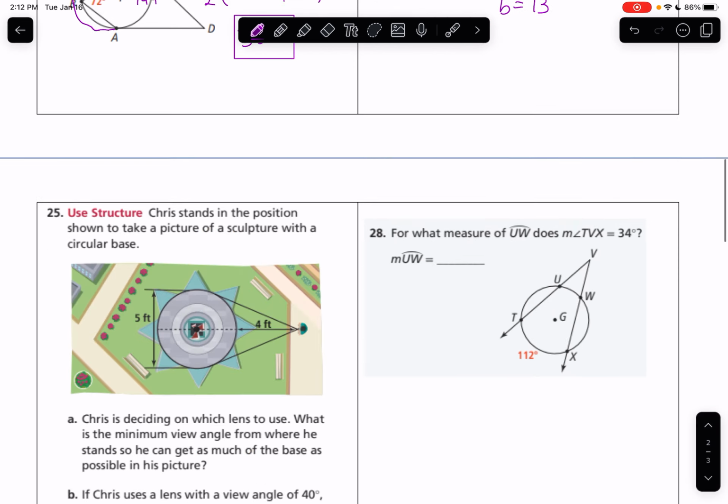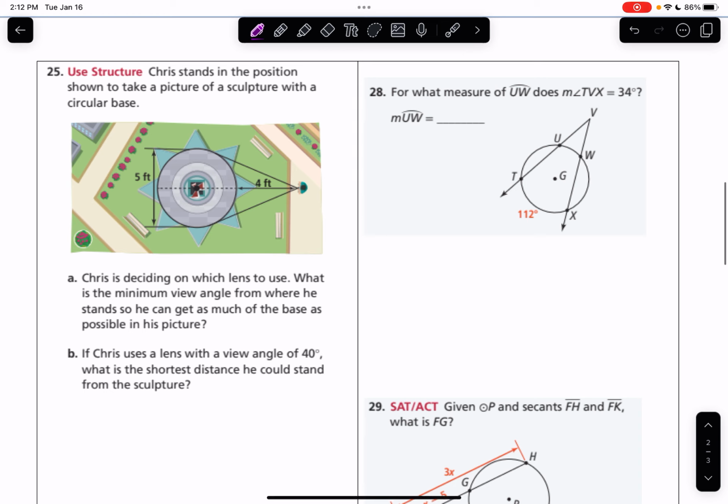Divide by 5, and we find that b is equal to 13 units. Let's keep going. On the back, we've got this fountain. I guess it's a sculpture, not a fountain. Chris stands in the position shown to take a picture of a sculpture with a circular base. Chris is deciding which lens to use. What is the minimum view angle from where he stands so he can get as much of the base as possible in the picture?